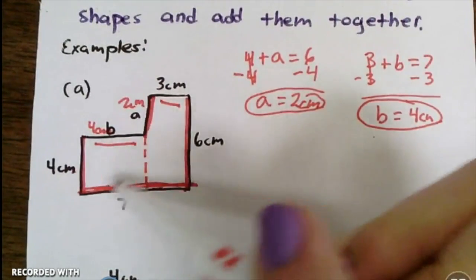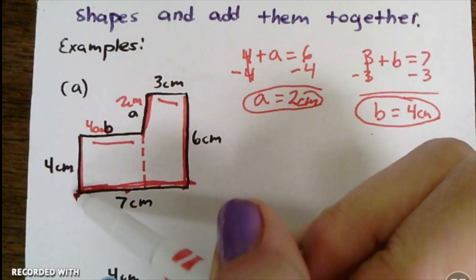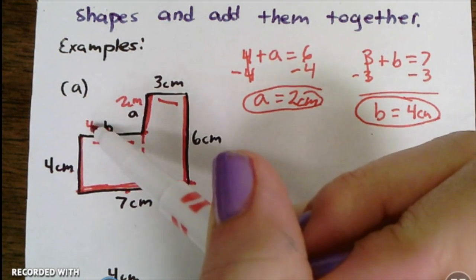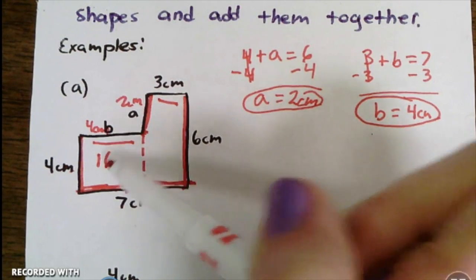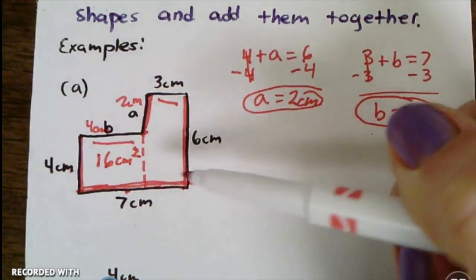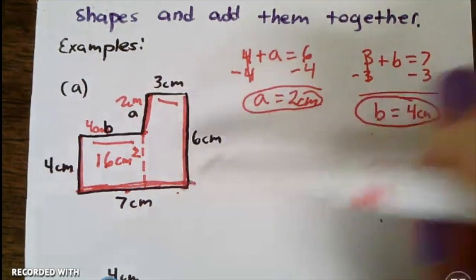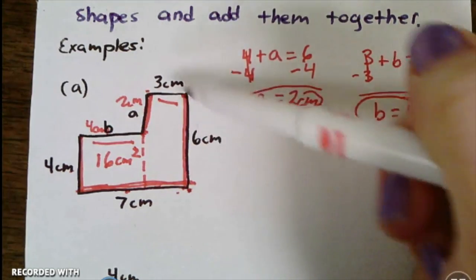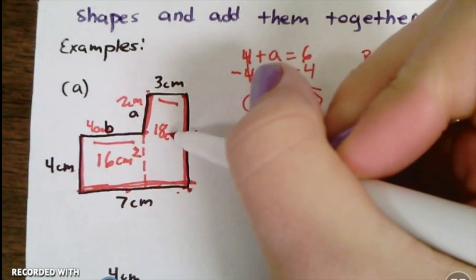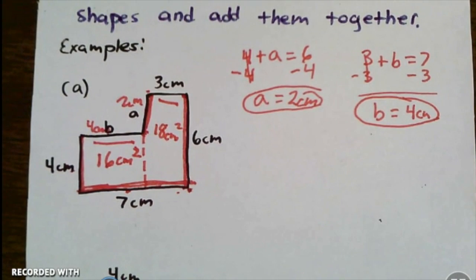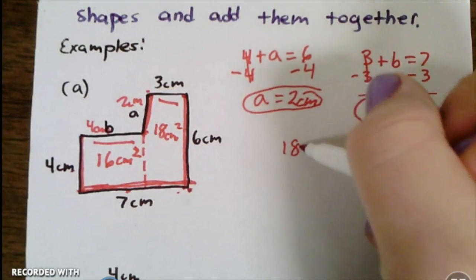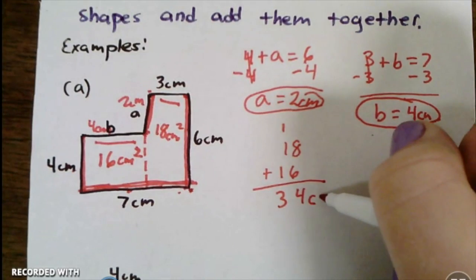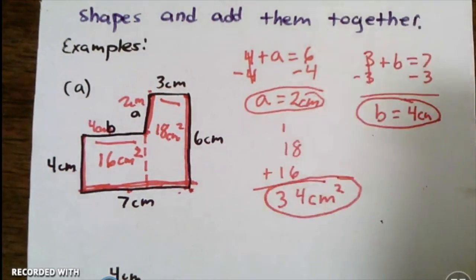What's the area of this rectangle? Well, I've got a height right here of 4, and then I've got a width of also 4. So 4 times 4 is going to be 16 centimeters squared. And then for this rectangle, I've got a height of 6 and a width of 3. So 6 times 3 is going to be 18 centimeters squared. So I'm almost done. My last step is I just need to add those two numbers together. So 18 plus 16 is going to be 34 centimeters squared.